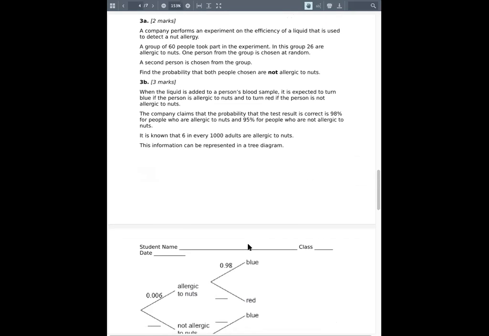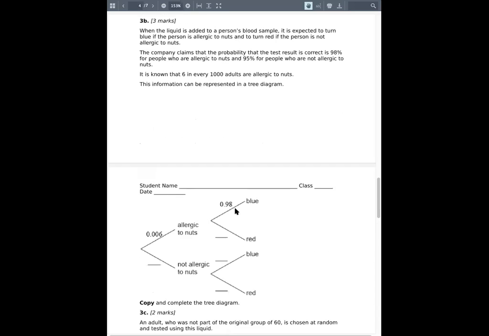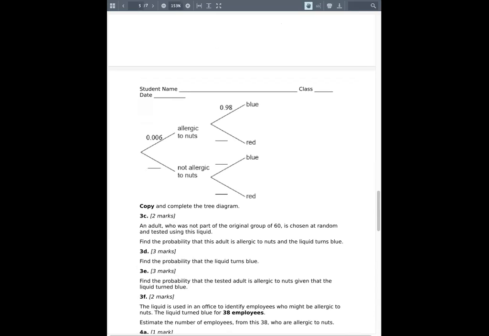Okay. 3A. Find the probability that both people chosen are not allergic to nuts. Let me read the information. A company performs an experiment on the efficiency of a liquid that is used to detect a nut allergy. A group of 60 people took part in the experiment. In this group, 26 are allergic to nuts. One person from the group is chosen at random. A second person is chosen from the group. Find the probability that both people chosen are not allergic to nuts. Okay, let me figure this out real quick.